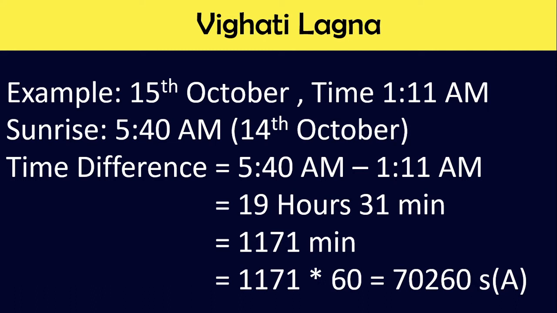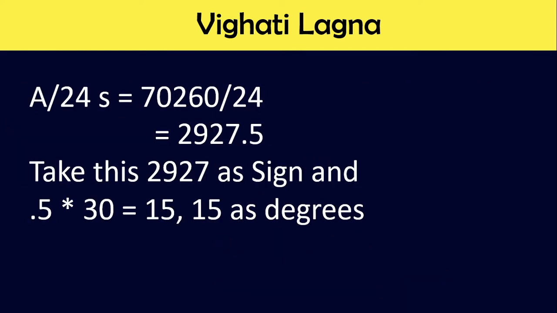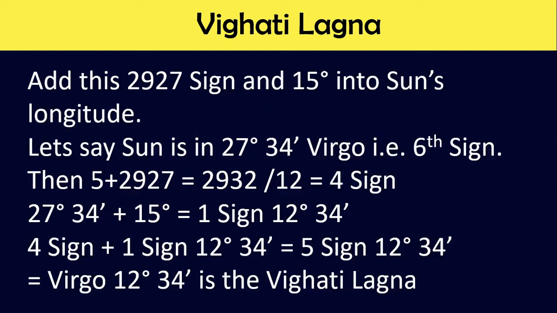Now here we calculate the time difference in seconds and we get 70,260 seconds. Now divide that by 24 seconds and we get 2927.5. Take this 2927 as signs and from 0.5 we get 15 degrees. And we add these signs and 15 degrees into the Sun's longitude. By adding this, we get 5 signs 12 degrees 34 minutes. So Virgo 12 degrees 34 minutes is the Vighati Lagna.